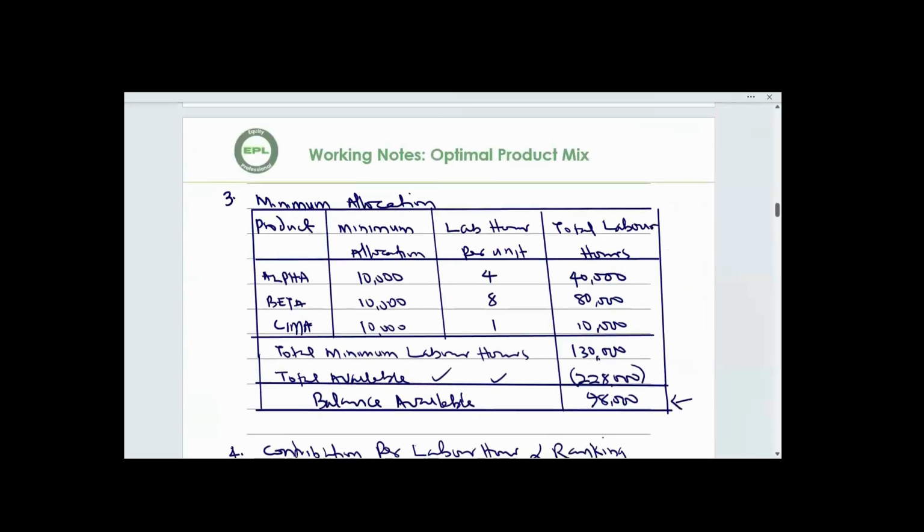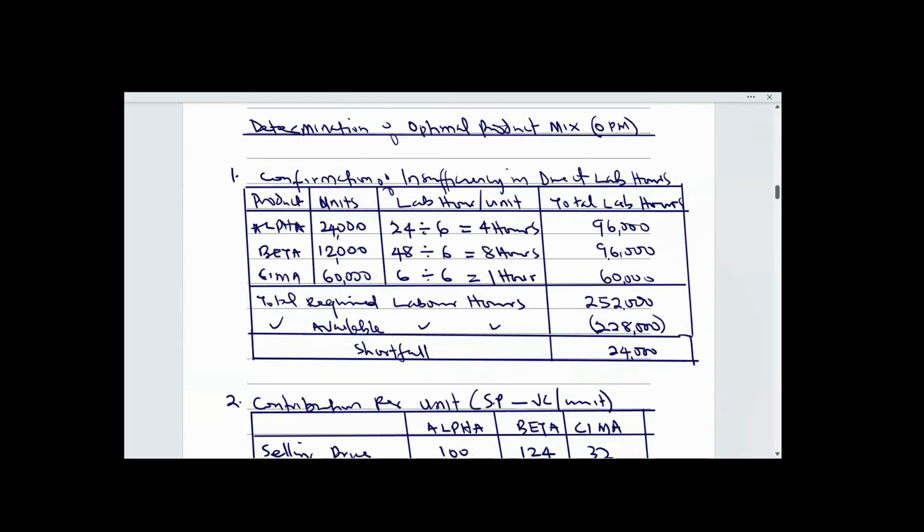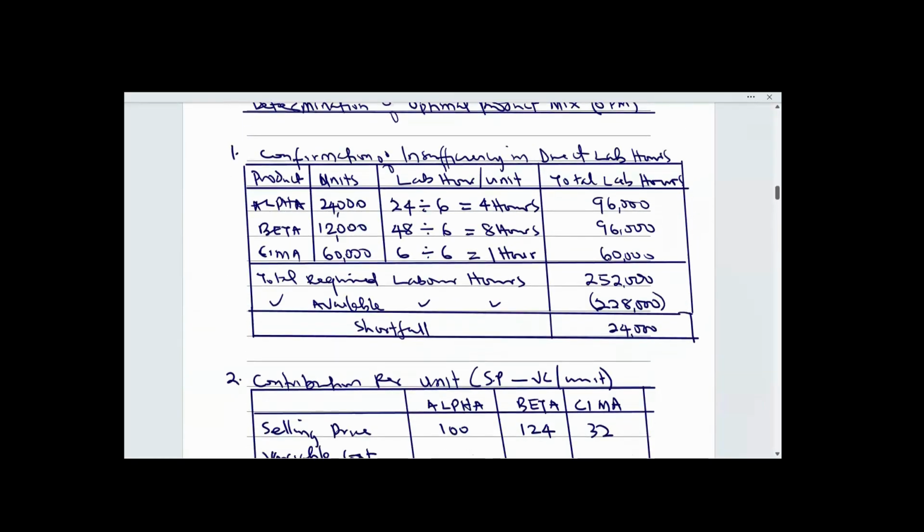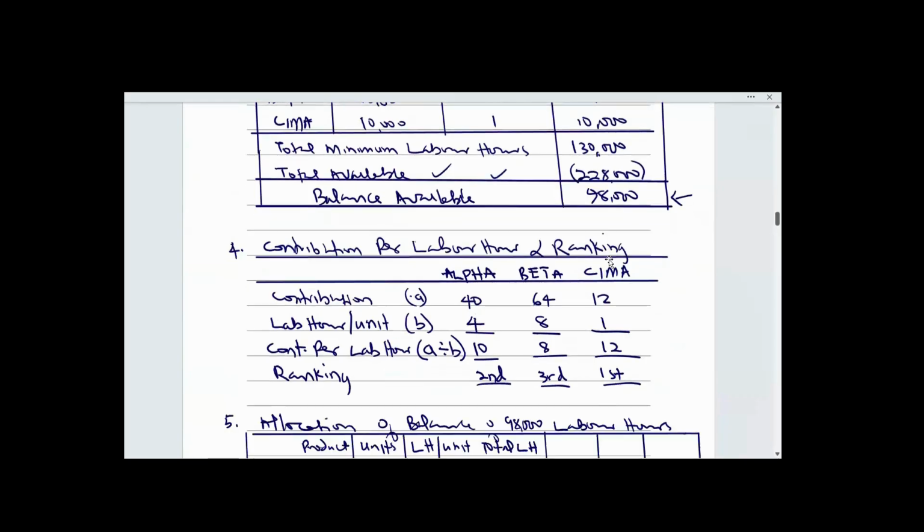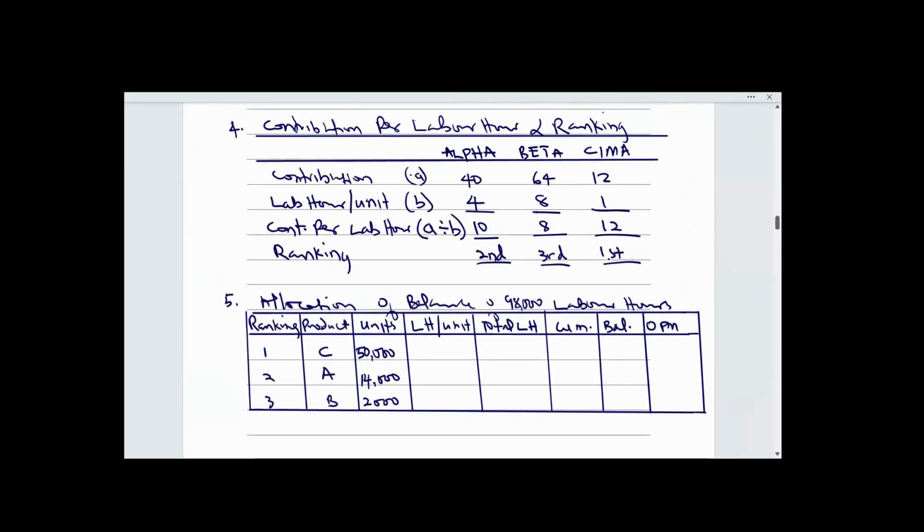Beta requires 12,000 units. You have produced 10,000 units out of the 12,000. So you are left with 2,000 units. Therefore, what are the hours per unit?